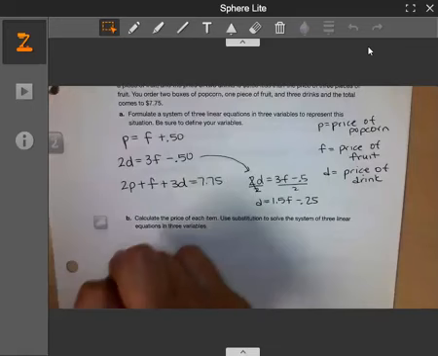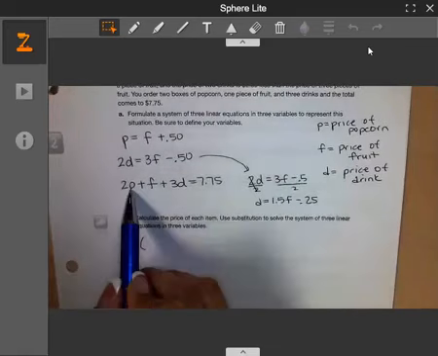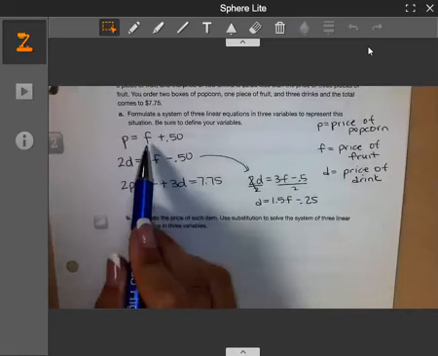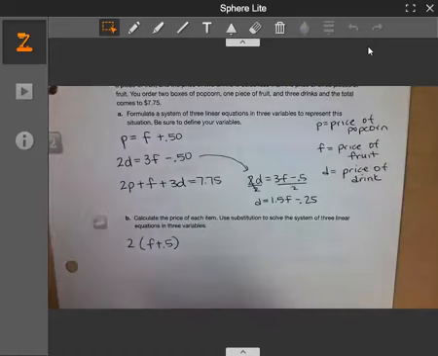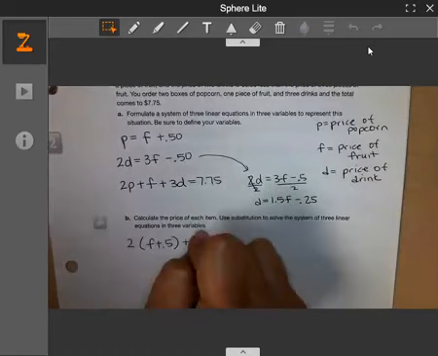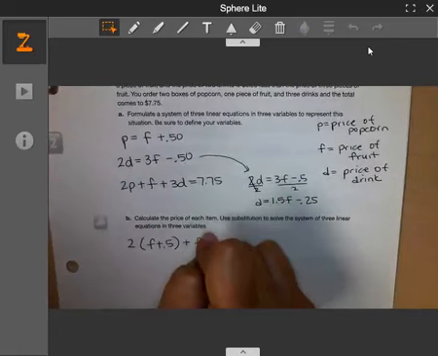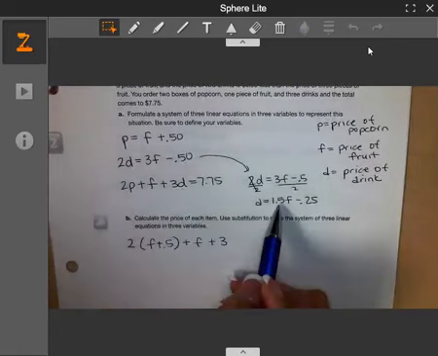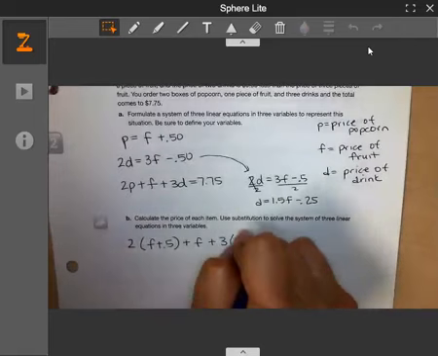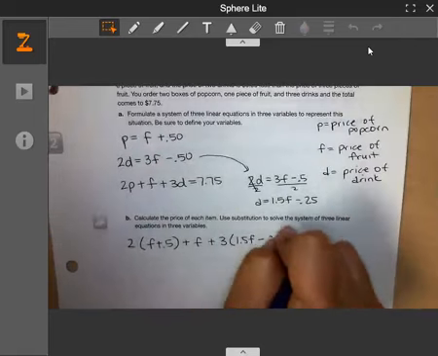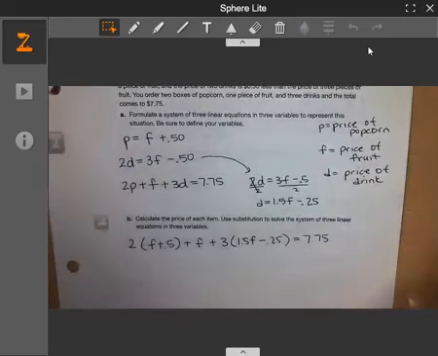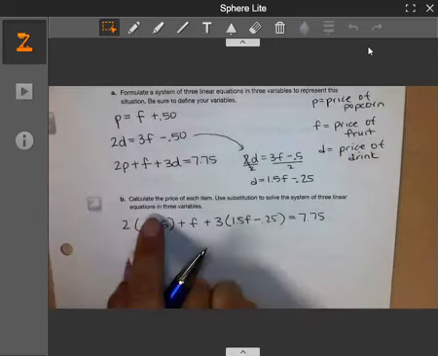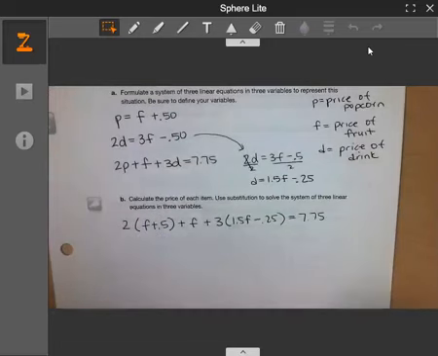So we get 2 times our P, which we know is F plus 0.5. Again, that P goes away because we have replaced it. Then plus F, which we still don't know, plus 3 times my D. And the D is right here, so we're going to do 1.5 F minus 0.25. Again, I've replaced the D with this, so it is gone, is equal to 7.75. We just took that from a 3 variable to a 1 variable by substituting both of those because they were both in terms of F, so we got lucky there.